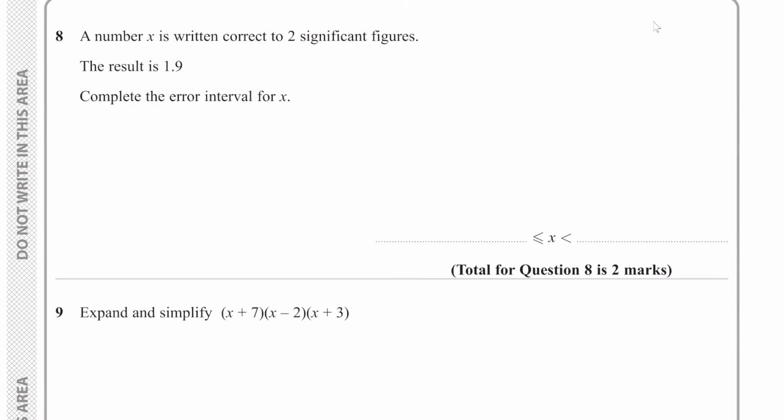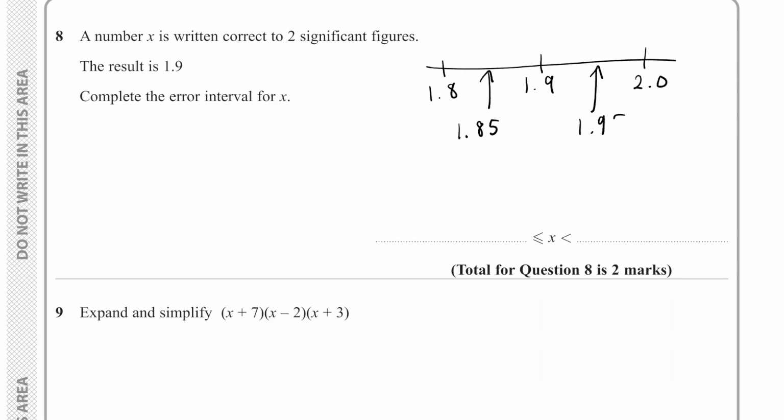Question 8. The number x is written correct to two significant figures. The result is 1.9. Complete the error interval. So we've got 1.9. The next one up is 2.0. And the one down is 1.8. So to be rounded to 1.9, it must be in between the two midpoints, 1.85 and 1.95. And we can see it can equal 1.85, but it can't equal 1.95.